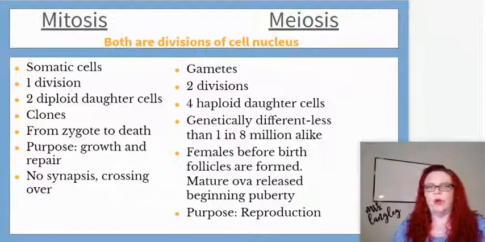During meiosis, that's only to make gametes, so those are our eggs and our sperm. We have to divide cells twice to make eggs or sperm. We wind up with 4 haploid daughter cells, and they're genetically different from the others and from the original. Females, before birth, already have follicles formed, kind of like a pre-egg. Then they mature after puberty, about 1 a month on average. Sometimes there are 2. The whole purpose of this is reproduction, no other purpose to it.